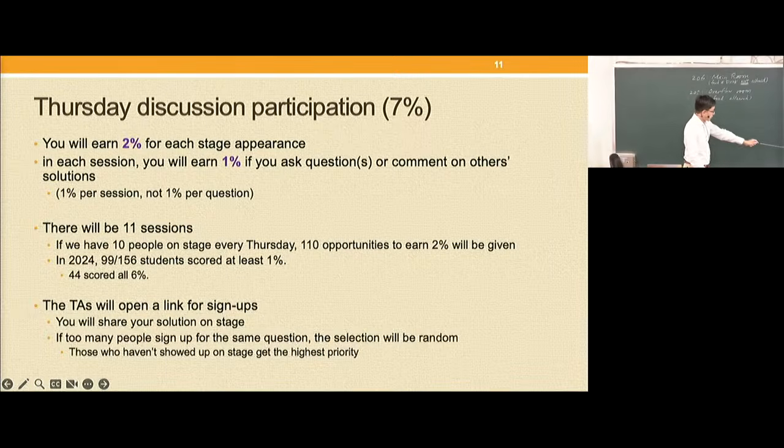And some technical details. How do we decide who comes onto the stage? To be fair, what if everybody wants to show up? Then we need a mechanism. In the past, I've been asking the TAs to open a web page for sign up, and we'll figure out the detail. After you sign up, if too many people sign up for the same question, we use a computer to do a random draw, so the selection will be random. And those who haven't shown up on the stage will get higher priority.